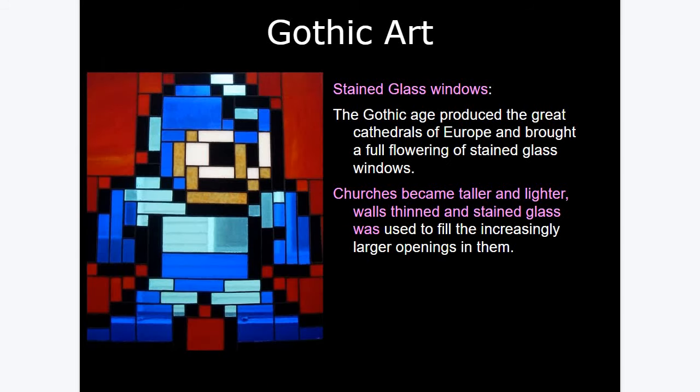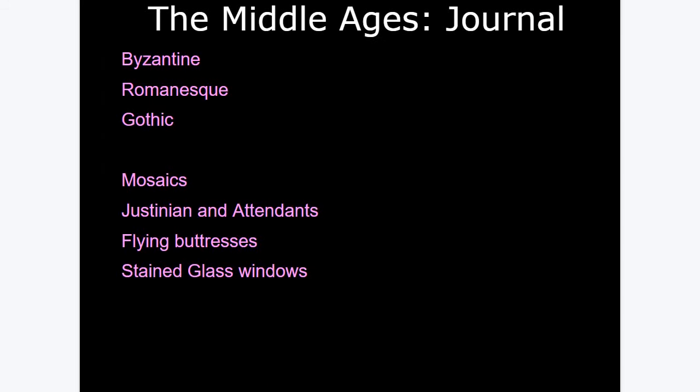Check it out. So that's your Middle Ages, like a really quick tour. We talked about Byzantine, Romanesque, and Gothic. We talked about the mosaics, like the Justinian and the Tenants one that was made during the Byzantine period. And we talked about the important things like flying buttresses, because buttress is a funny word to say, and stained glass windows that happen in the Gothic period. All right, that's your whole Middle Ages thing in a nutshell.